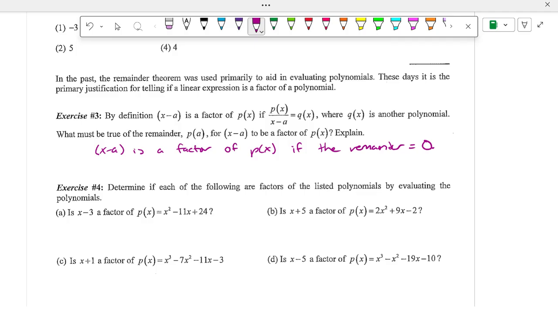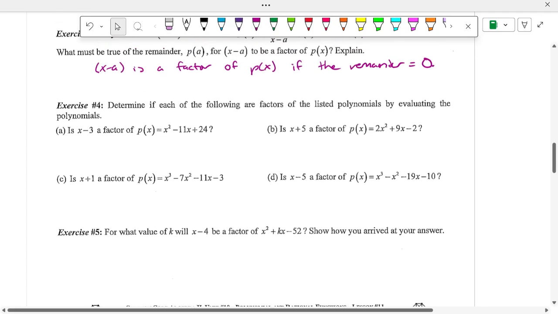Another way to think about it is that if we actually went through and factored this trinomial here, one of our factors would be x minus 3 as part of our answer. So we factored it. Okay? That's another way to think about it. So let's do one or two examples here just to make sure that you guys are good with how to determine if it's a factor or not. Look at exercise 4, letter A.